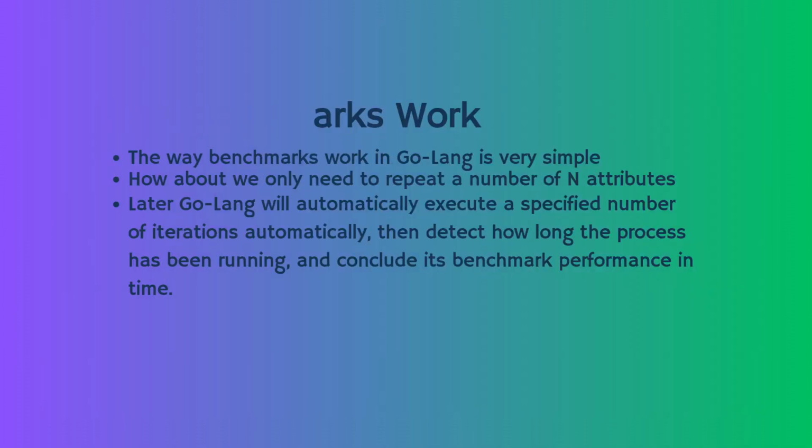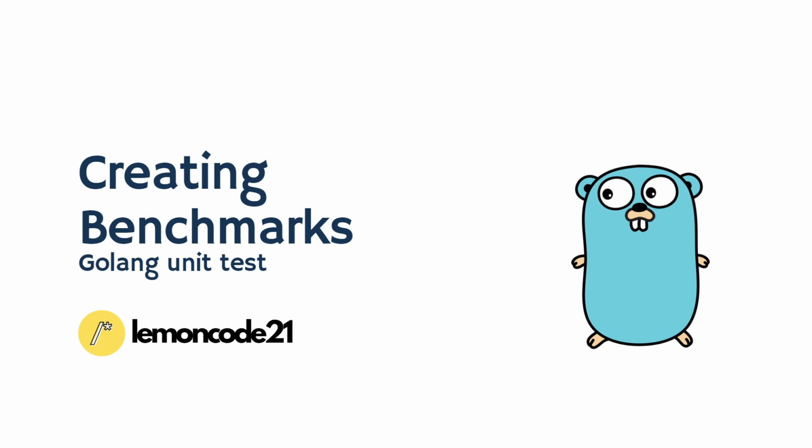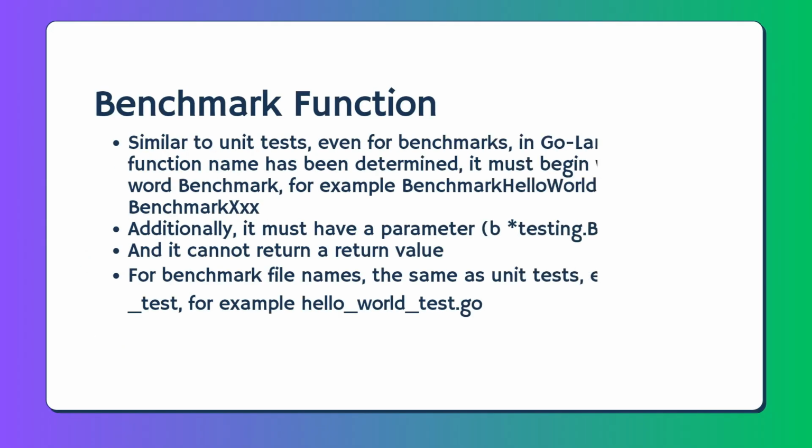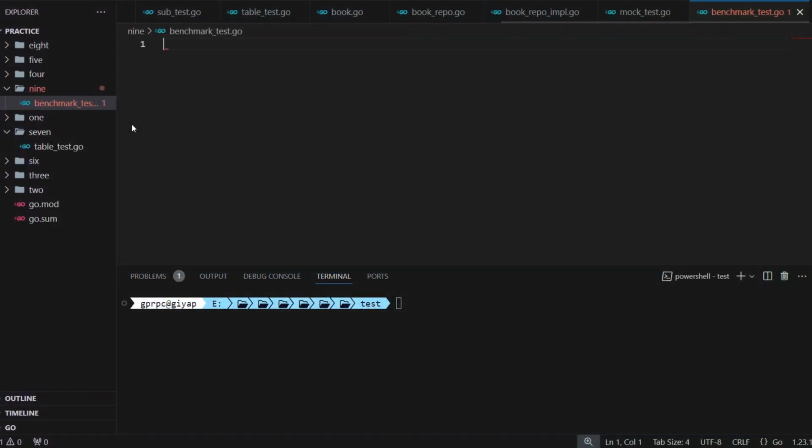Create benchmark. Similar to unit tests, even for benchmarks, in Golang the function name has been determined. It must begin with the word Benchmark, for example BenchmarkHelloWorld. Additionally, it must have a parameter b *testing.B, and it cannot return a value. For benchmark file names, the same as unit tests, end with _test, for example hello_world_test.go.